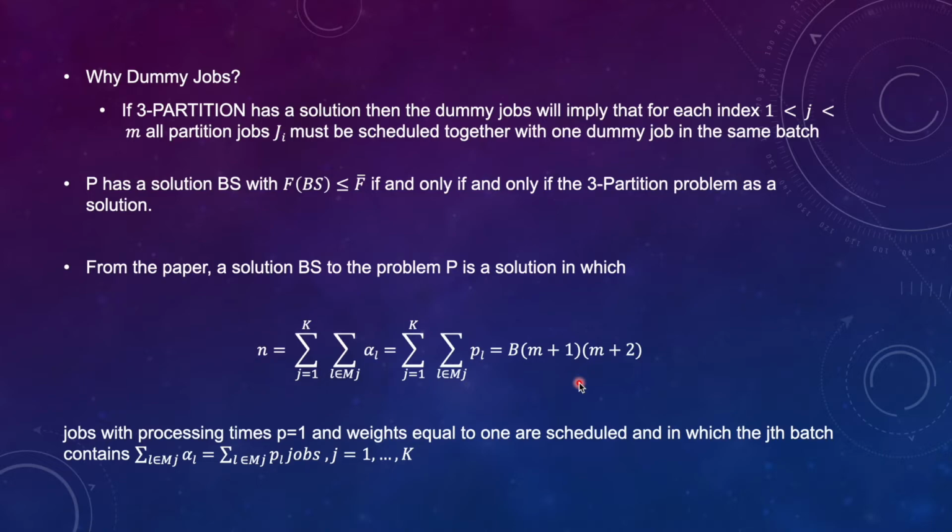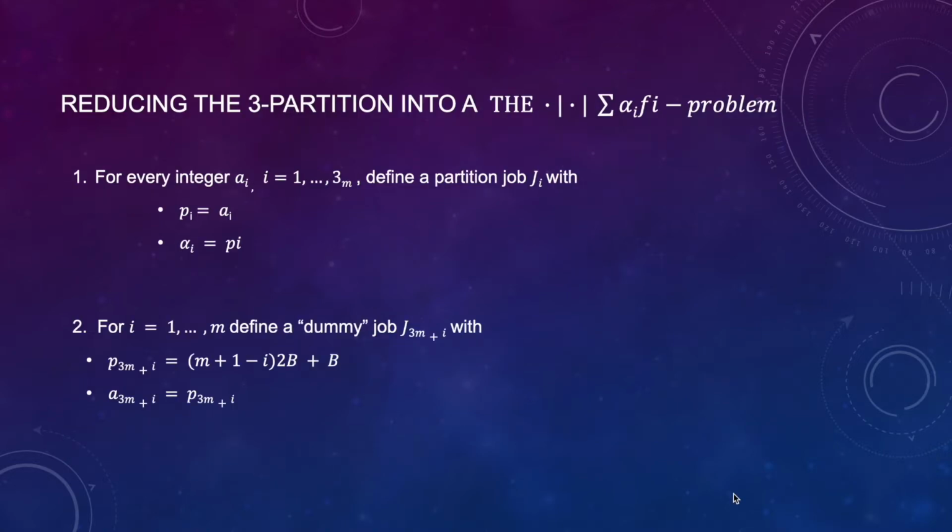So the paper gives us some properties the optimal solution of this problem would have. So an optimal solution would have this number of jobs, and for the optimal solution, the sum of the weights for every batch should be equal to the sum of the processing times. In reducing an instance of the 3-partition problem into an instance of our problem, we follow these steps.